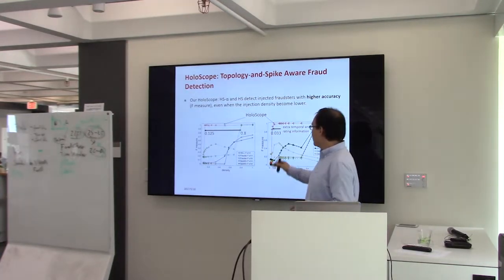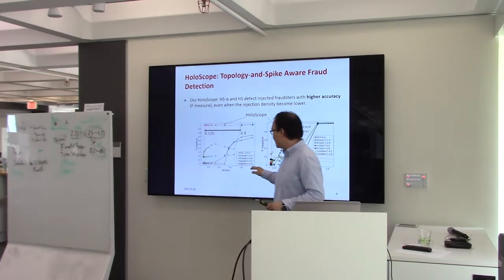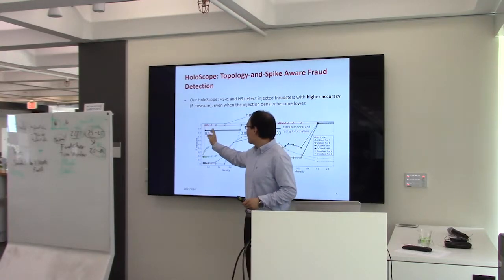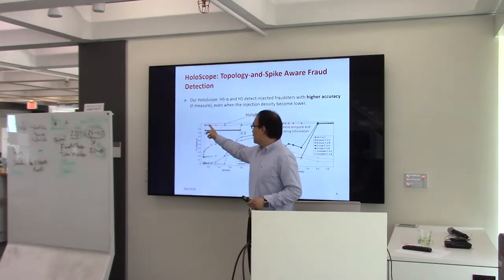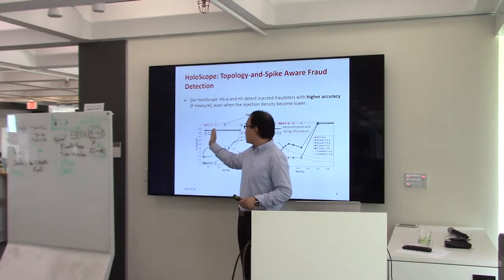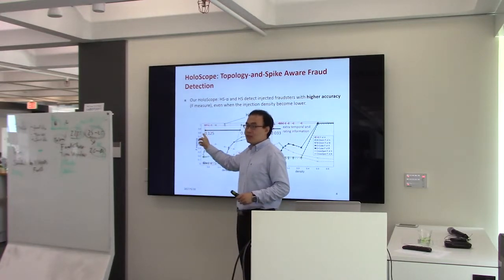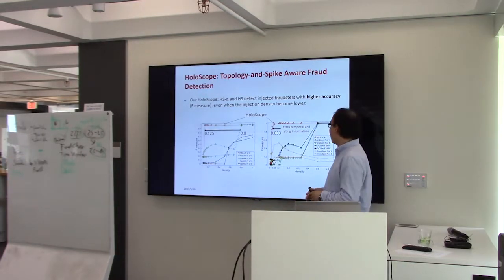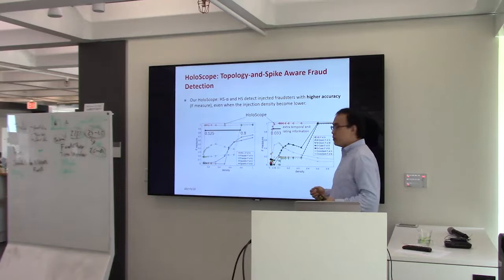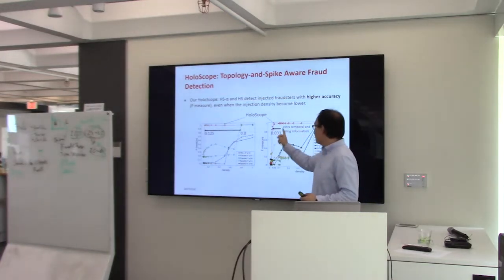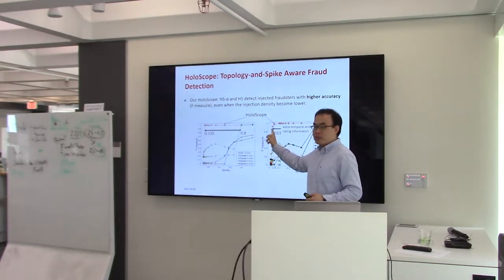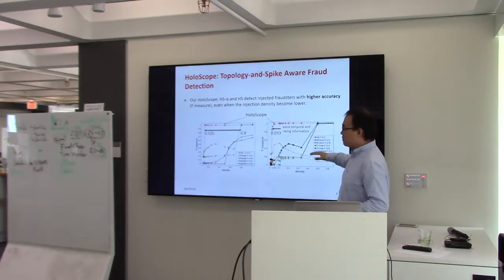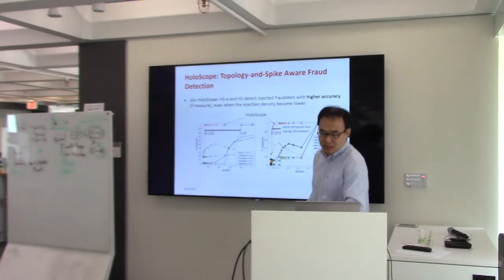In the peer review data, we can see that as the fraudulent density becomes lower, our algorithm HoloScope, HS, can still achieve better accuracy in the low density area. And if we include extra information like temporal information and rating information, we can push the accuracy further into the very low density area, and it's also much better than the competitors.